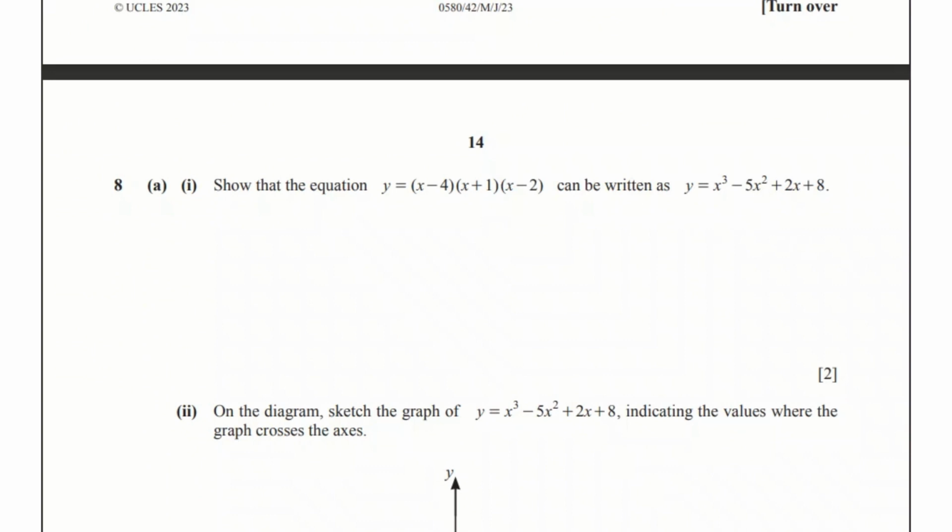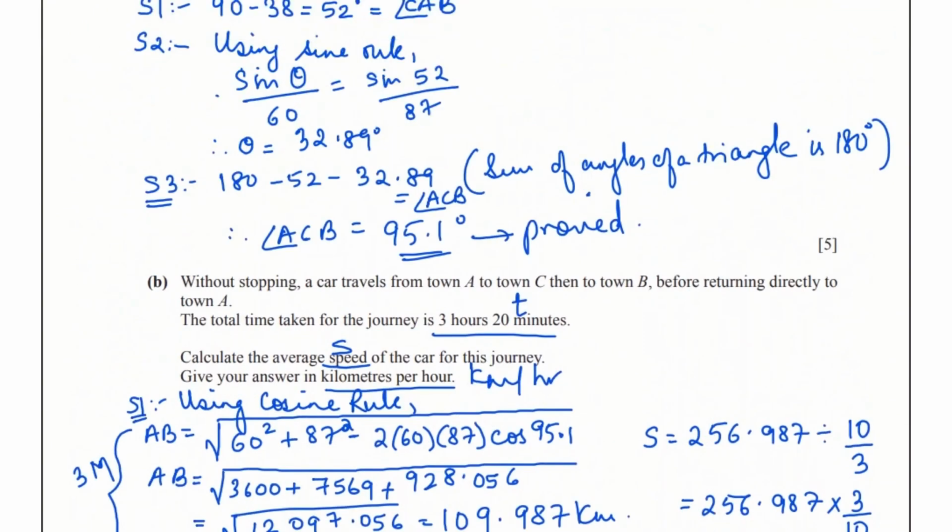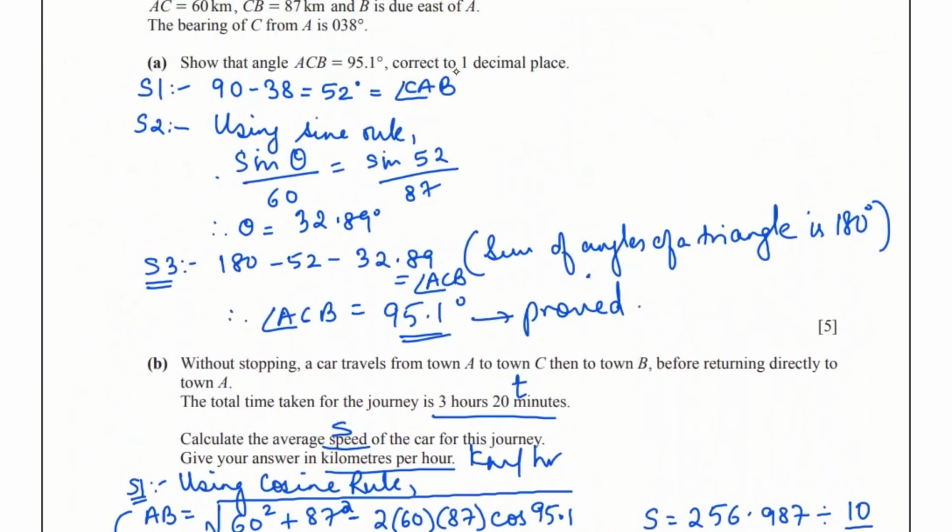Okay, one thing I suppose we missed out over here. It was to correct to 1 decimal, so we had got 95.11, so that turns out to 95.1. It's 95.1.